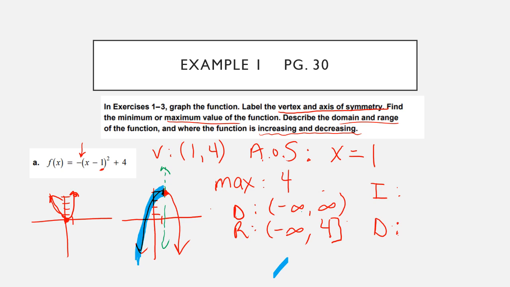So the way you're going to call that is just like how you did with domain and range. You're going to do from negative infinity, and then it's going to stop at 1.